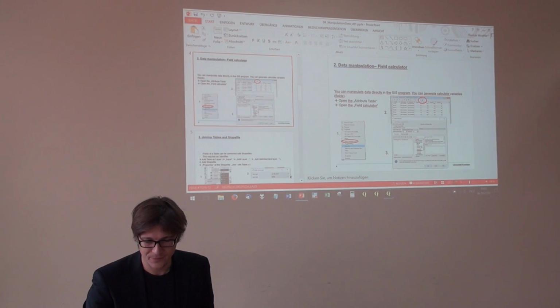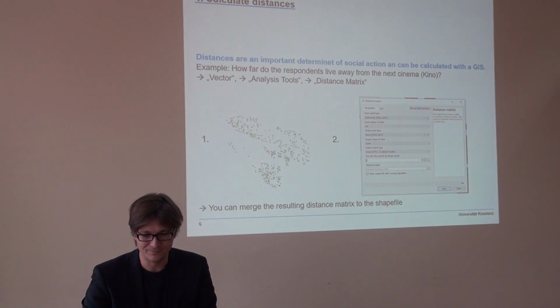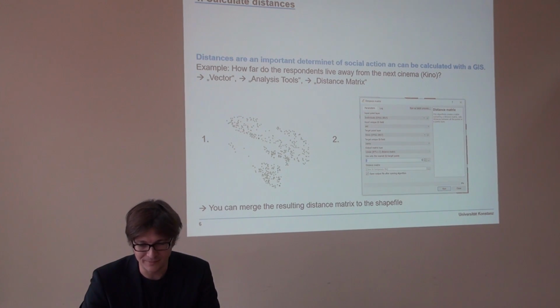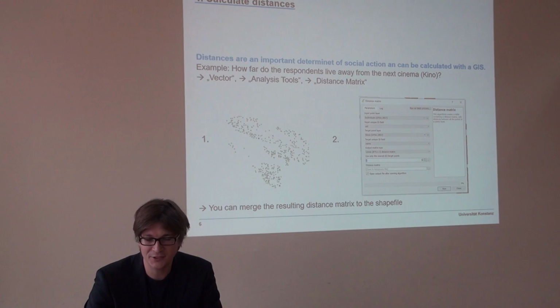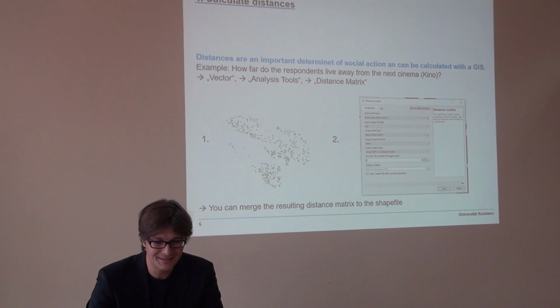Okay, next tool in your toolbox. That's probably also interesting for a lot of you. Calculate distances between, for example, respondents that you have and some kind of features of the surrounding. Distances are an important determinant of social action. They can be calculated with the GIS.